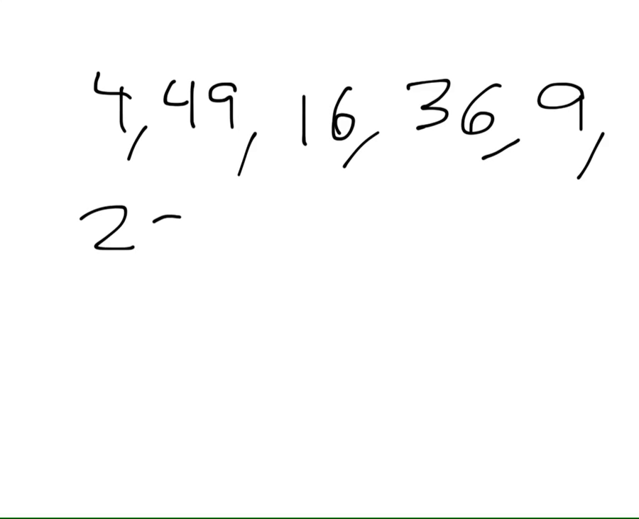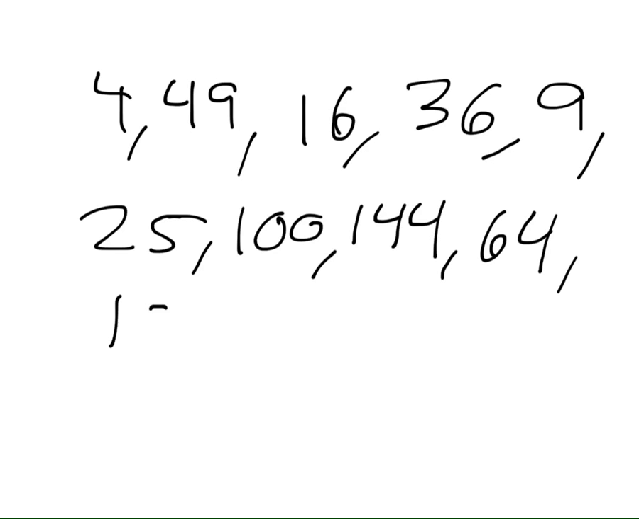So knowing what a square root is, let's talk about numbers that are perfect squares. When we say perfect square, we're talking about things that have square roots that are whole numbers. Just start shouting them out. What are some examples? 4, 49, 16, 36, 9, 64, 121, 81.